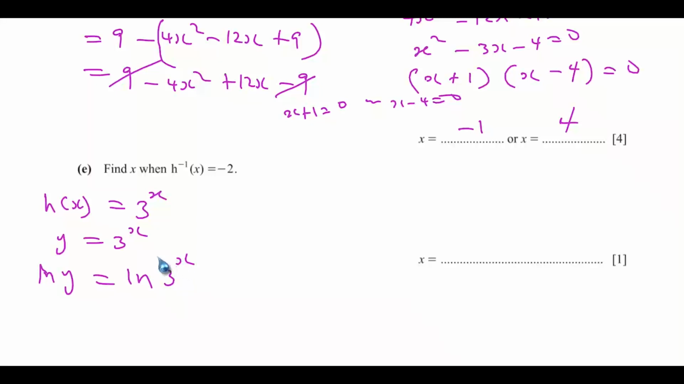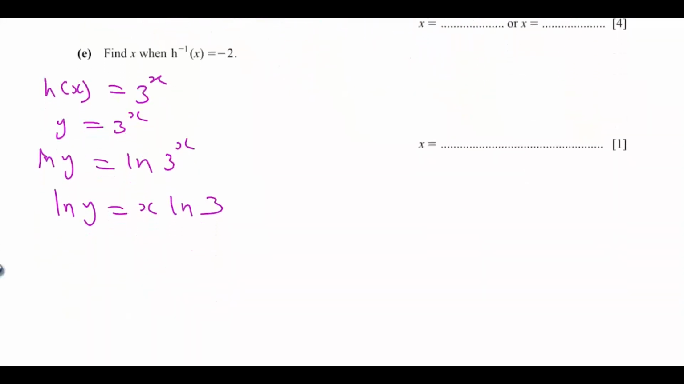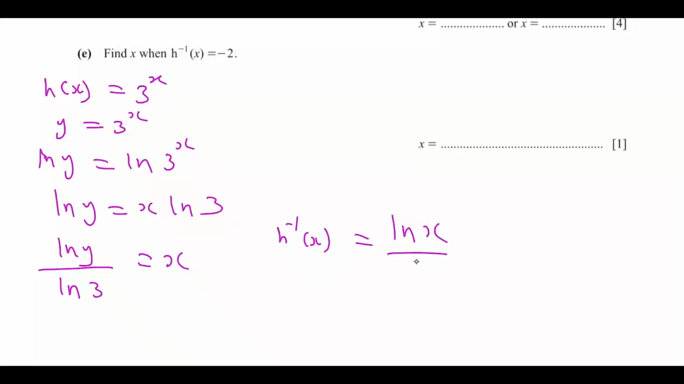Now I can bring x to this side. So it will be ln y equals x ln 3. Then I can make x the subject of the formula now. So that will be ln y over ln 3 equals x. Now let's replace x with h inverse of x, and y with x, so you have ln x over ln 3.